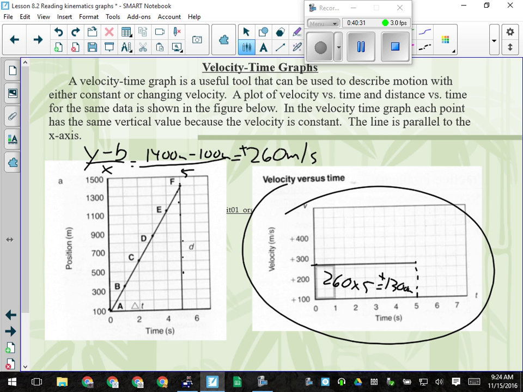Essentially, I just calculated the area of this rectangle, agreed? 260 times 5, base times height. Remember that, because that's how you calculate the displacement on a velocity time graph. You calculate the area between the line and the x-axis, and it'll always give you the displacement. A speed over time graph would look just like this without the negatives, so there'd be no negative part. A velocity time graph is usually what we use because it takes into account that something could move backwards.